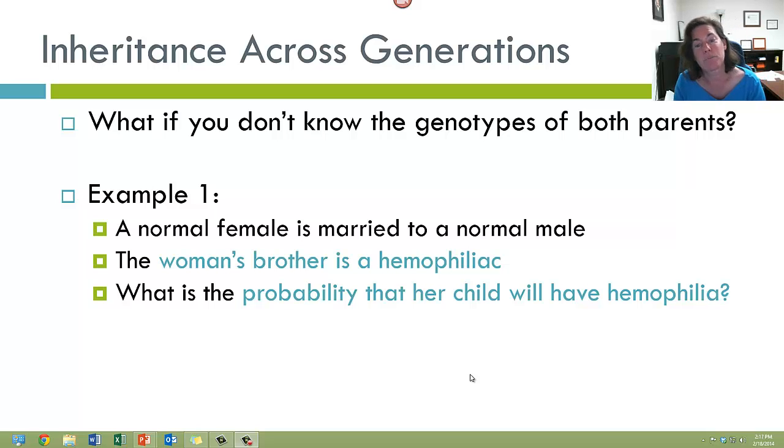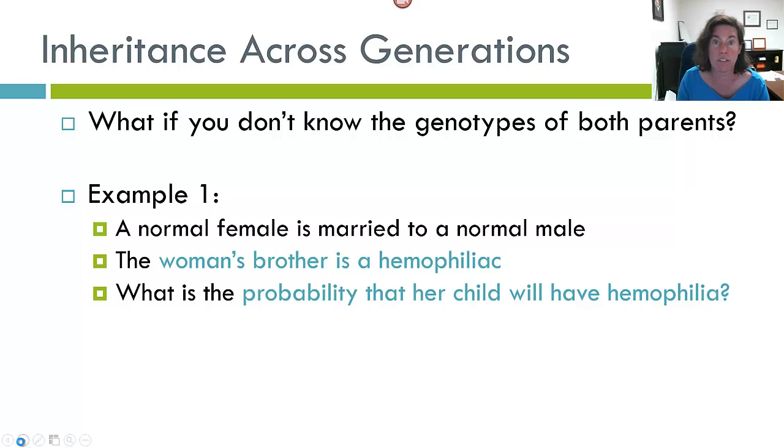who's married to a normal male. I know there's definitely no such thing as a normal male. And the woman's brother is a hemophiliac. So neither the female nor her husband exhibit hemophilia, but the woman's brother does have the condition. And she wants to know what's the probability that her child is going to exhibit hemophilia.